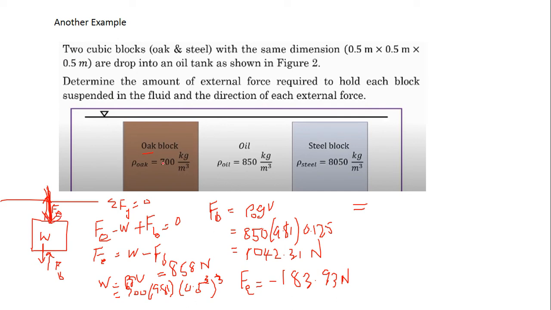Oh, dalam ni dia tak minta direction pun kan. Dia tak determine the amount je kan. So tak apalah. Ke dia minta ke ni? Tak. Oh tak pun. Ada direction. So sorry, ada juga. Tak nampak pula. So you need to label lah. So direction is downward. Okay. And the value is 183.93 Newton. Okay. Thank you Daniel. That's for oak. And for steel.